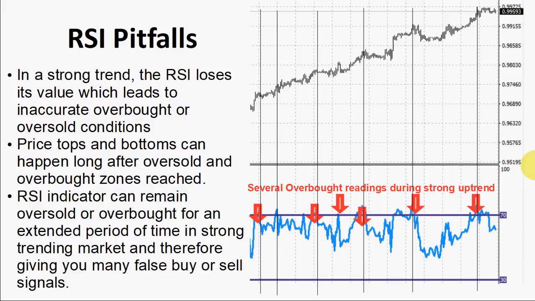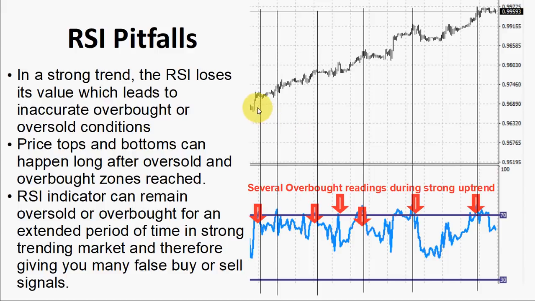Price top and bottom can happen long after oversold and overbought zones are reached, which simply means if you see RSI below 30 level, it's not a guarantee that as soon as that happens, price will immediately start heading up. Similarly, if RSI has gone past 70 level, it does not mean that price is going to start heading down.